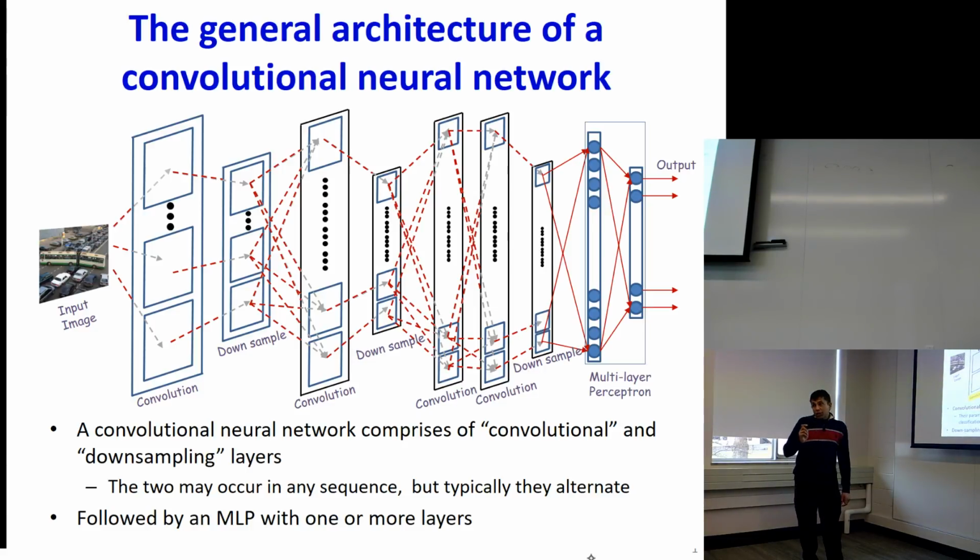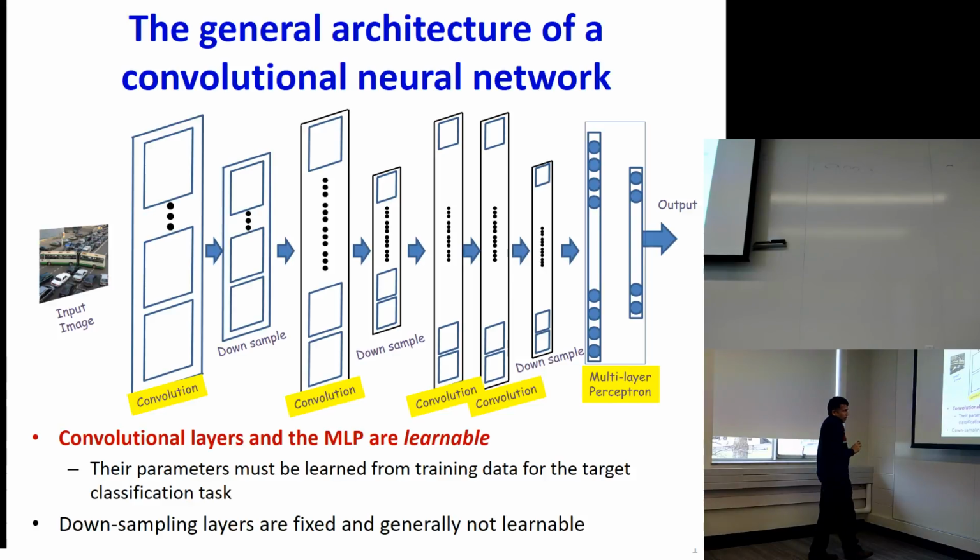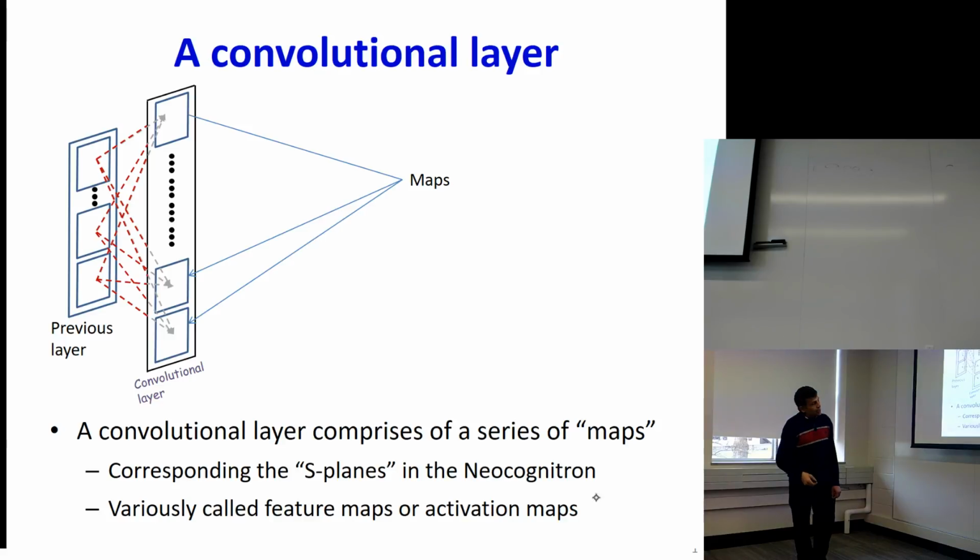The convolution layers are learnable. Their parameters must be learned from training data for the target classification task. Downsampling layers are generally fixed and they're not learnable. So the convolution layer, again, all of this will look familiar because we've just seen how convolutional networks were built up in the last class.